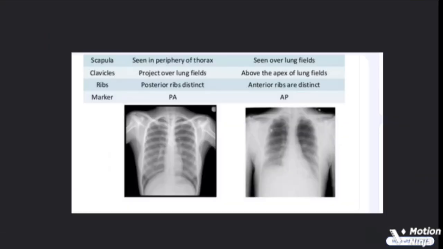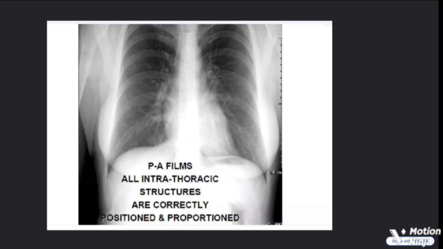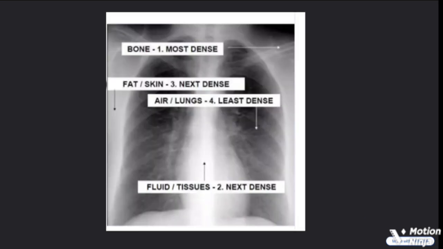Now, why do we prefer a PA view? Because all intrathoracic structures are correctly positioned and proportioned in a PA view. In an AP view, sometimes when the patient is really sick, you cannot go for a PA view because for that the patient has to sit or stand up. So we go for an AP view, where we cannot comment on cardiomegaly and so on.